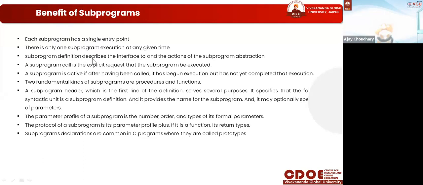A subprogram definition describes the interface to and the actions of the subprogram abstraction. A subprogram call is explicit. We already discussed that explicit means it carries its own definition. It is a request that the subprogram be executed. Two fundamental kinds of subprogram are procedures or functions. So these are the fundamental kinds. We just differentiate these subprograms into procedure or function.